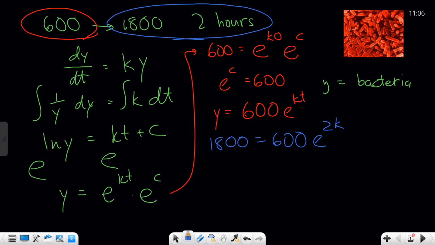Lauren, what's the first step in solving that blue equation? When you simplify everything. Yeah, also known as dividing, good. What's next, Lauren? Natural log. What's the natural log of e to the 2k? 2k.